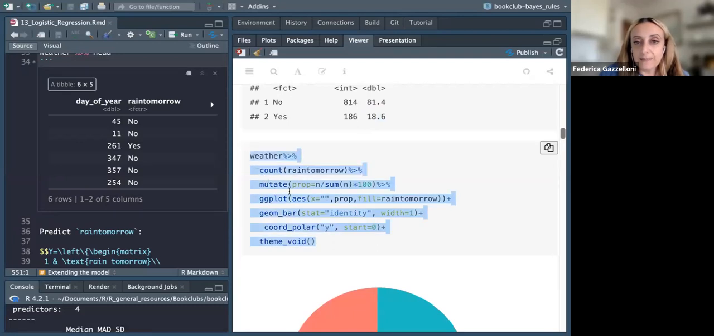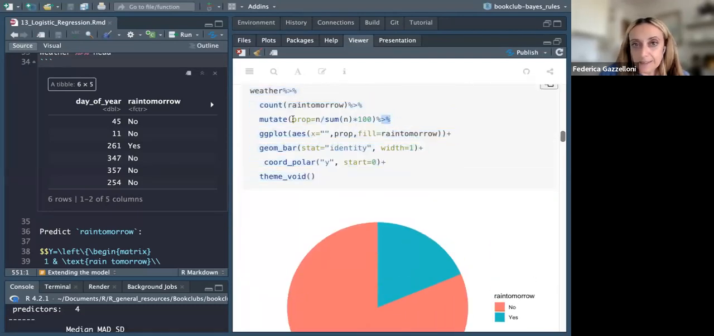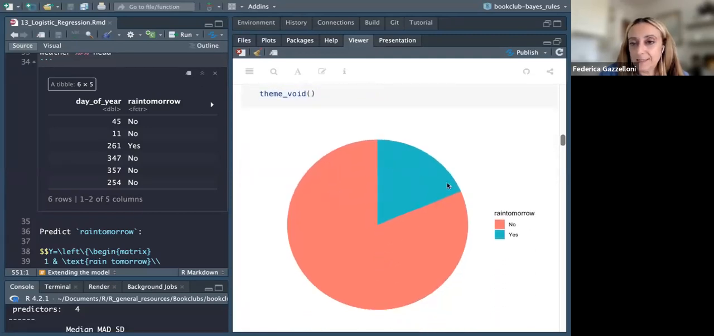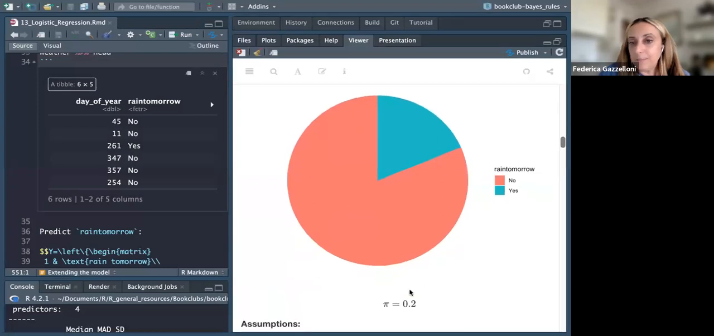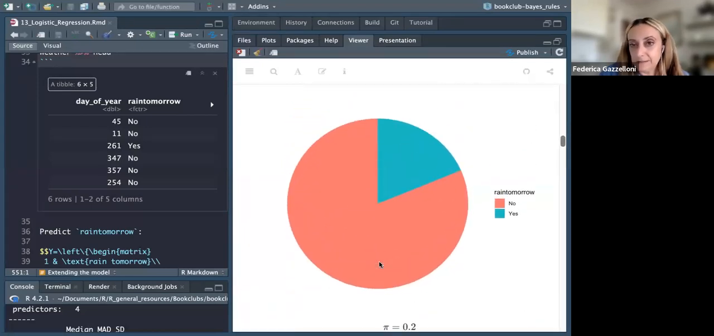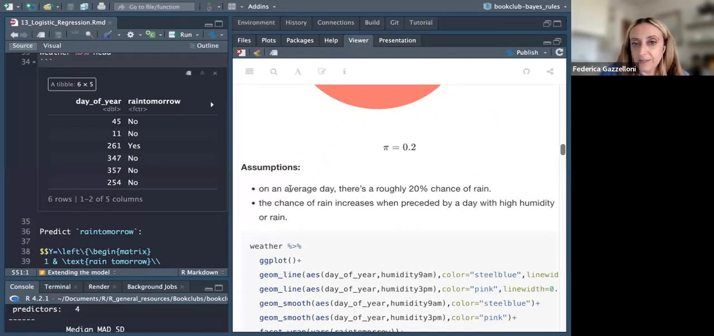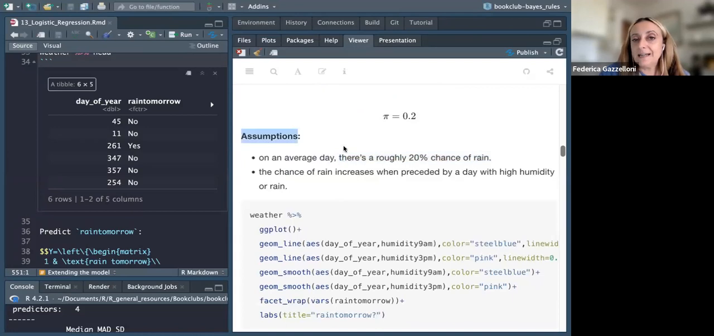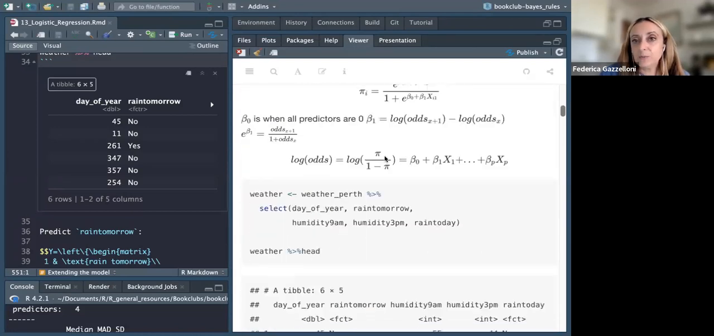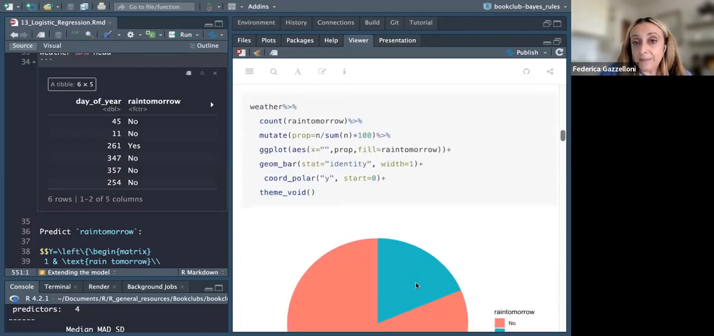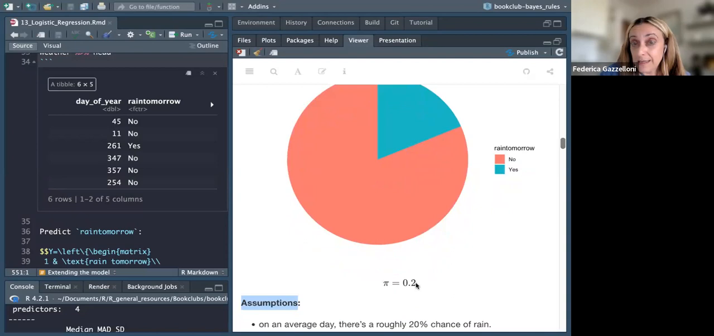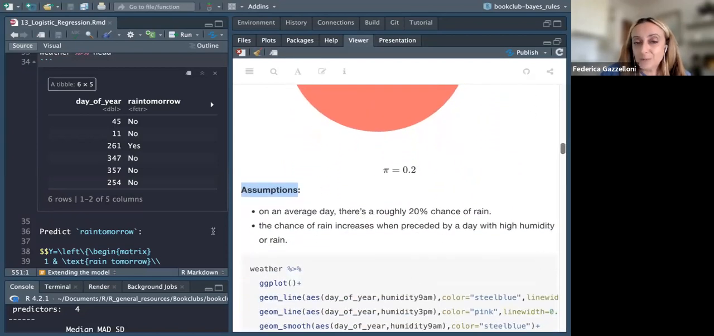We can even do a pie chart with the same data. Okay, so we see that on our observed data, about 20% is, on an average day, roughly a 20% chance of rain. And so we start setting assumptions for our model, because we know that we need to pass through this formulation that we apply in R, but we need to set the priors, we need to set the parameters of the priors. So we start identifying this, passing through some assumptions.